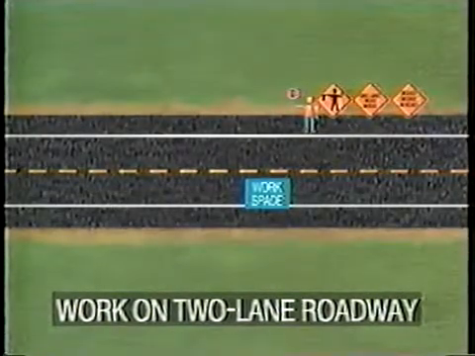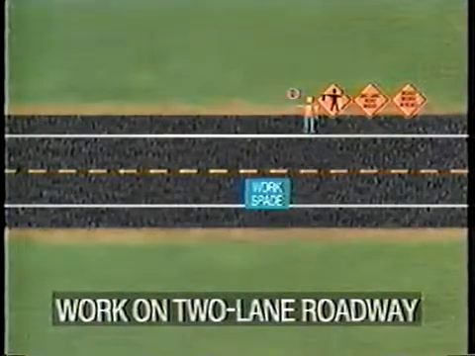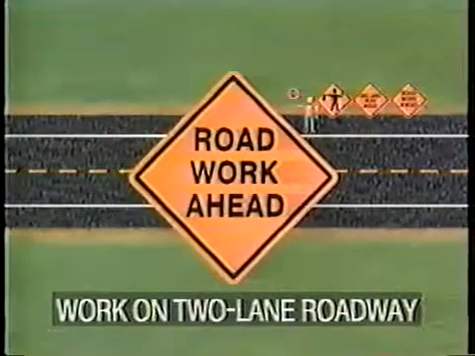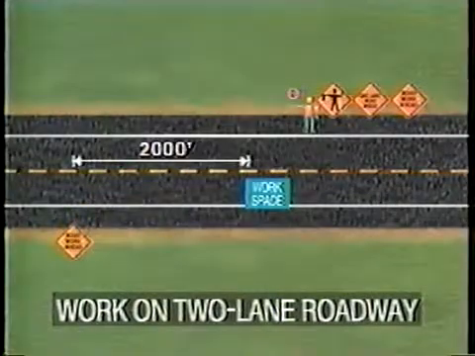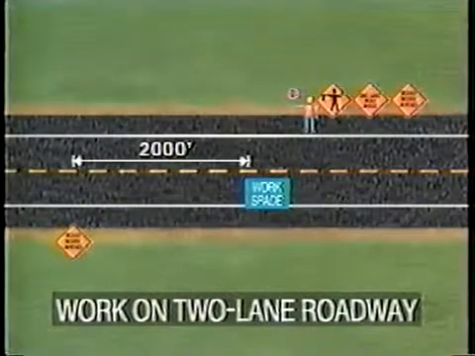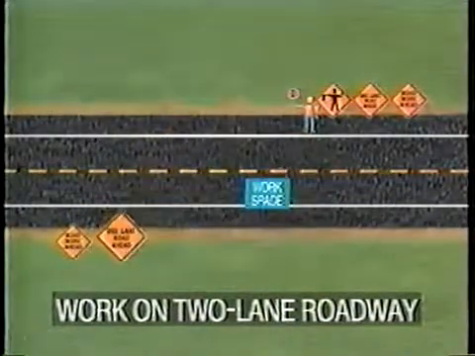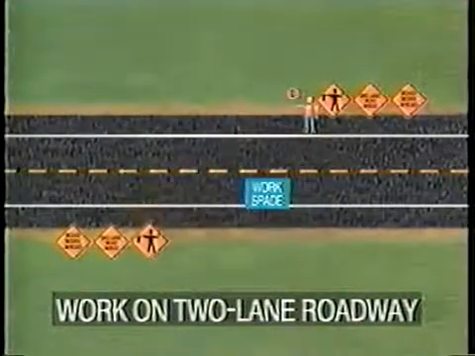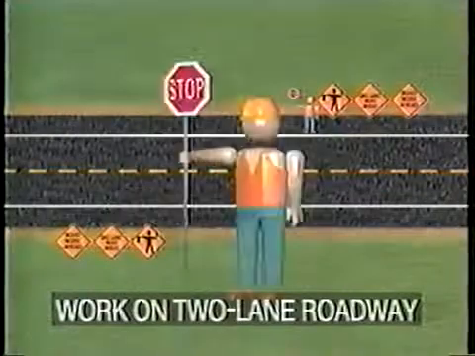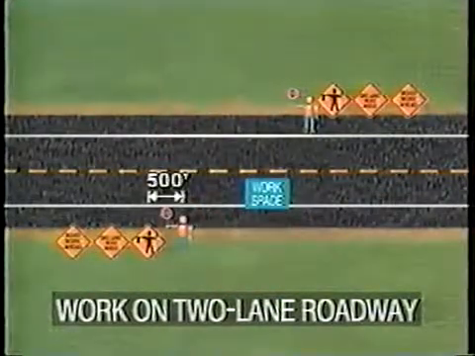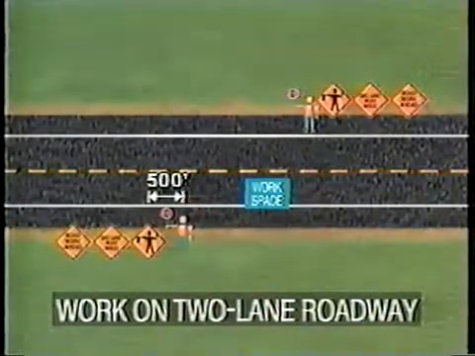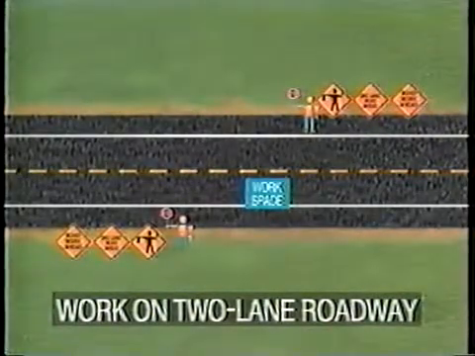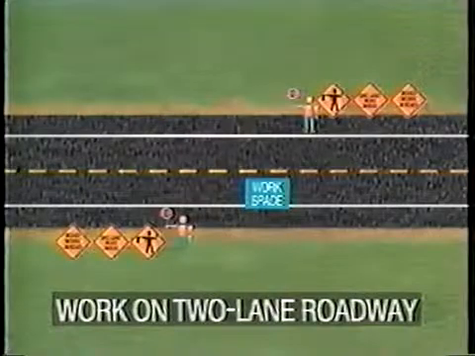The same series of signs are then installed on the side of the roadway on which the work is being done, again starting with a Road Work Ahead sign 2,000 feet from the workspace, a one-lane road sign at 500 feet, a flagger symbol at another 500 feet, and finally the flagger 500 feet beyond the last sign. At this time, the two flaggers begin controlling traffic through the one-lane section.